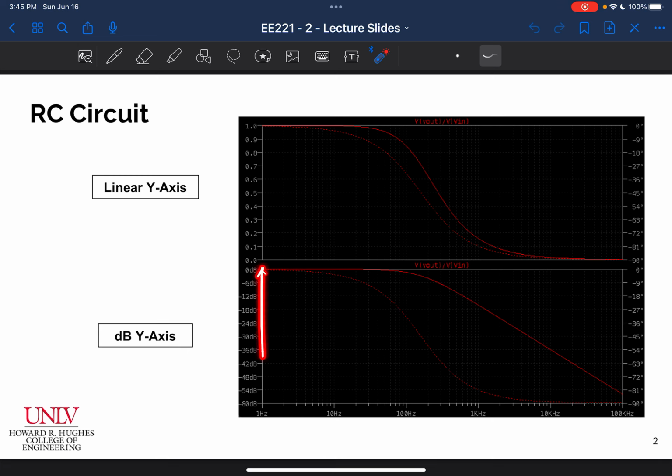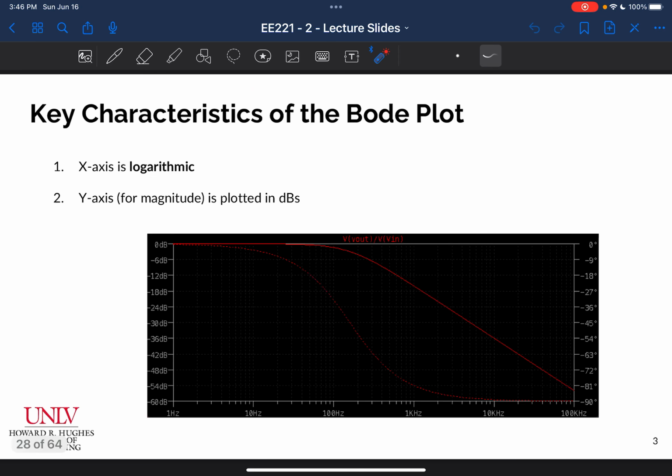Now, dBs look different, and there's a reason for that. Later on, not in this video but in another video, we're going to derive why we use the dB, what that unit is, what it's telling us, and why this plot looks different from this plot. But for now, just take note that the only difference between the frequency response that we've already been doing and the Bode plot is that this y-axis for the magnitude is plotted in dBs instead of plotted in a linear y-axis, okay? So let's move on to the key characteristics of the Bode plot.